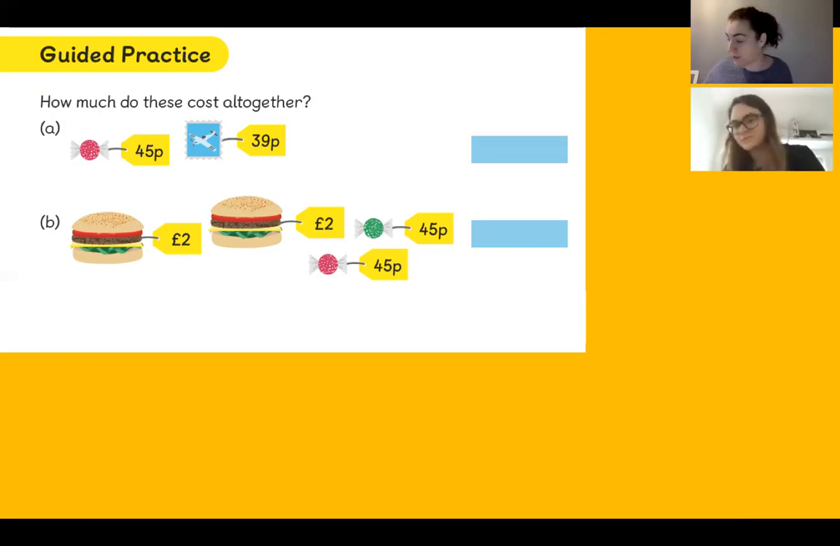Before you go off and press pause, Miss Fen is going to show you what your bar model should look like. So you're doing a 45p bar model at home with a 39p bar model at home, and then you're going to work out how much it is in total. Okay? So pause the video now, have a go, and come back when you're ready.